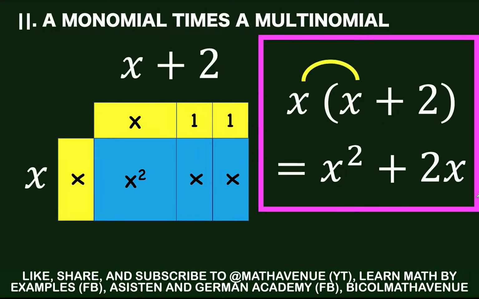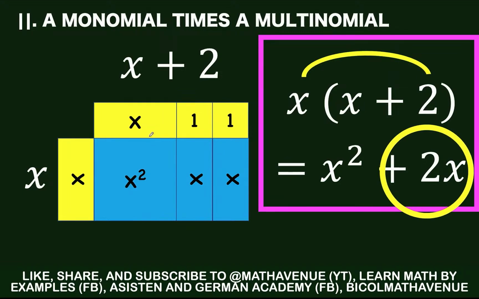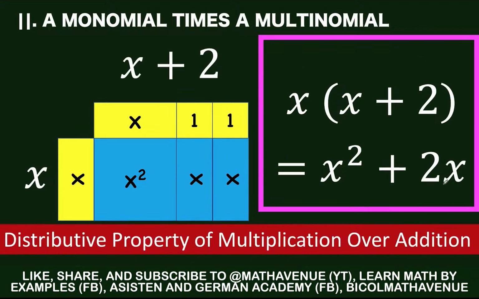Now, if we are going to perform the distributive property of multiplication over addition, it's like this. x times x to get this x squared, then distribute x again to 2. So x times 2 would be 2x. And therefore, we can also arrive at the product x squared plus 2x even without this manipulative by performing the distributive property of multiplication over addition. Distribute x to the first term to get x squared, and distribute x again to 2 to get 2x. Since this can no longer be combined because they are unlike terms, that's already our final answer. So the answer is x squared plus 2x.